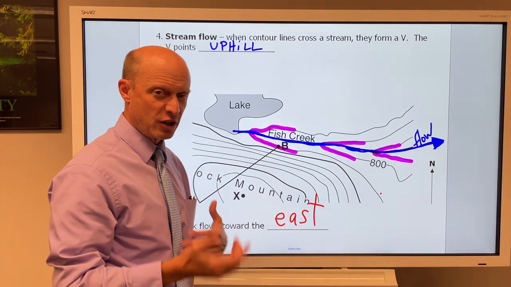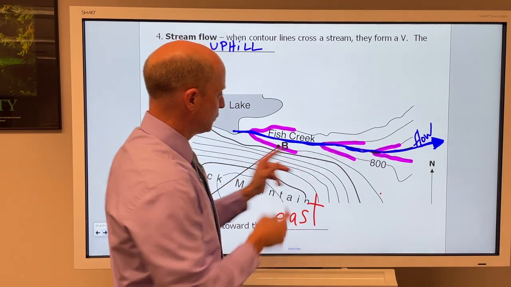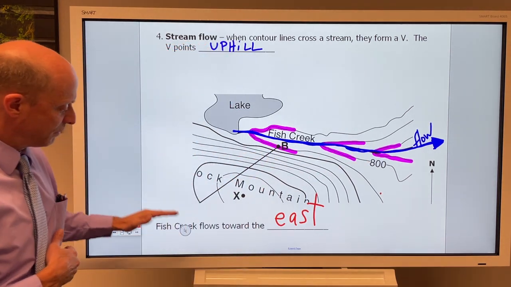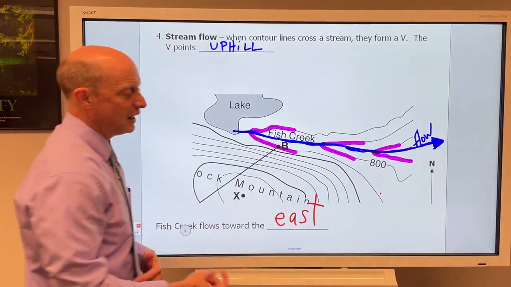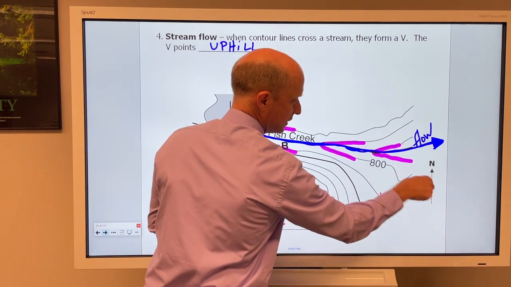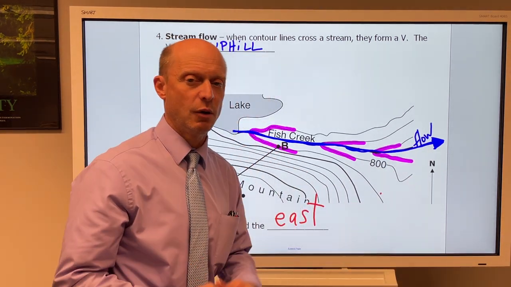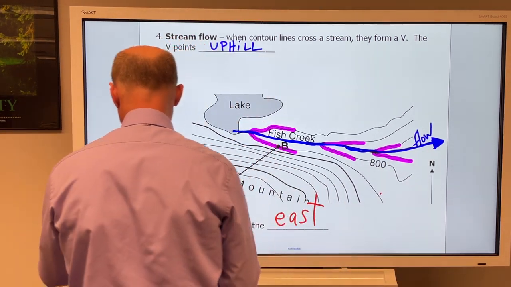So oftentimes we want to know what direction the stream flows. Stream flows this way, V's point uphill. So in this case, Fish Creek flows towards the east. If this is north, south, east, and west, what direction does it flow? Let's do another example.